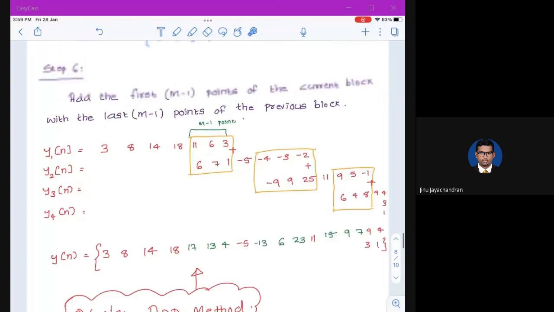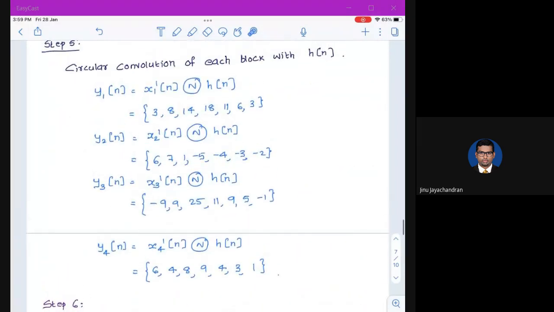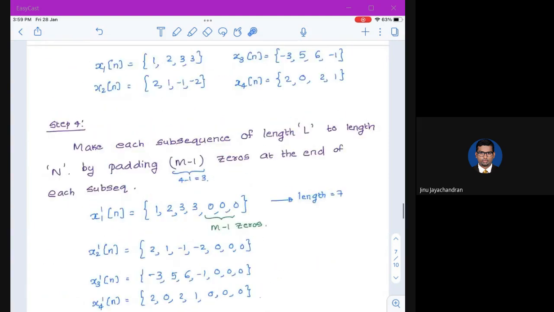So these are the two methods which are used to do linear filtering of long data sequences. Long data means you have millions of points, but you want to do some kind of circular convolution or linear filtering, or you want to pass this data to some kind of a system, but you can't process the full data at a stretch. So you divide that into multiple blocks. You do circular convolution with the filter impulse response, and you get the output. And then you join back together in different ways for the overlap add and overlap save methods to get the output.